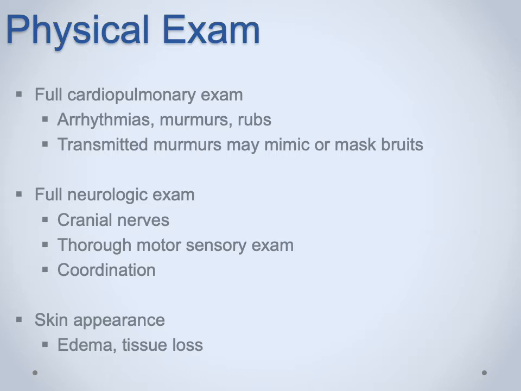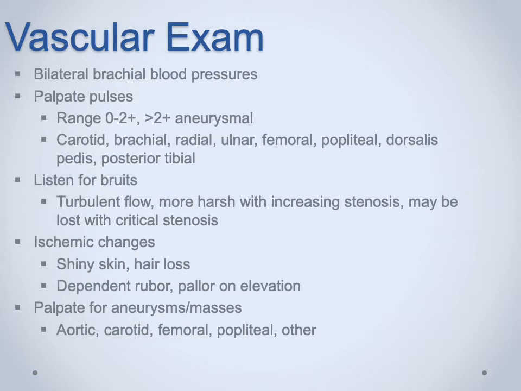as coordination. When you're looking at the lower extremities, you really want to assess what the skin appearance is, to assess for edema, any loss of hair, or tissue loss or open wounds. When you're assessing the pulses, you want to determine bilateral brachial pulses, palpate to assess. We oftentimes use a scale of 0 to 2 plus, 0 being non-palpable, and 2 plus being normal, and greater than 2 plus being aneurysmal.